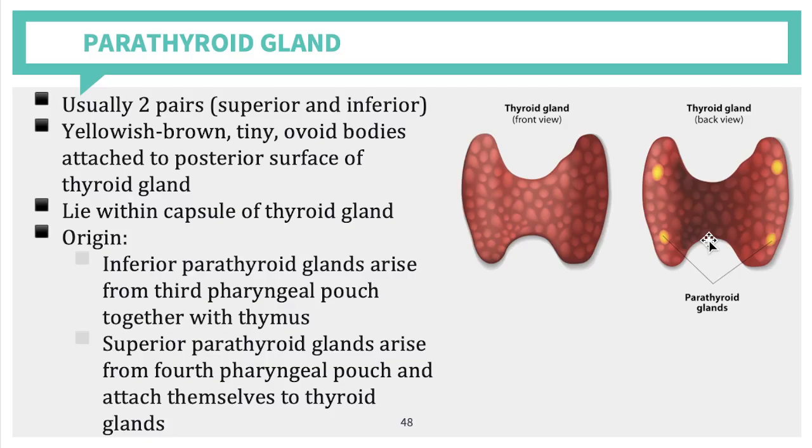So, what is the origin? Take note of this origin. This is more of a review of your anatomy. The inferior parathyroid gland, this portion here, arises from the third pharyngeal pouch together with the thymus. Your superior parathyroid gland arises from the fourth pharyngeal pouch and attaches itself to your thyroid gland. Okay?